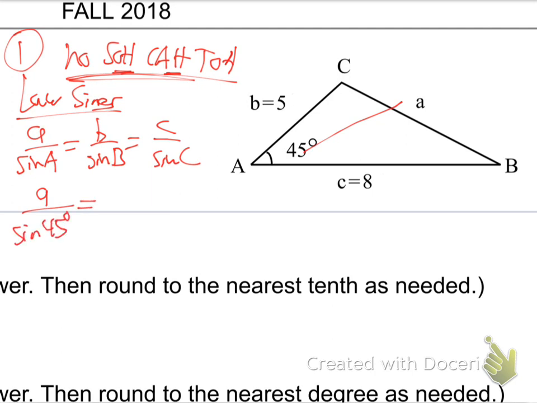right? Remember they come in ratios: angle inside, across from it. That's law of sines. Now what other 2 do you want to use? I could do b with the angle here, which is B. So that would be little b, which is 5, over the sine of angle B, right? Can we solve that? No.